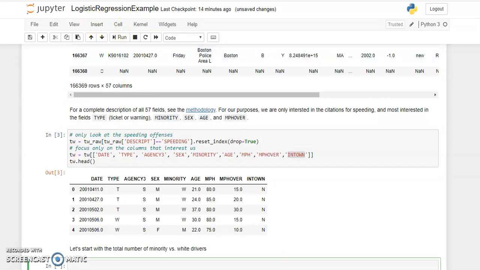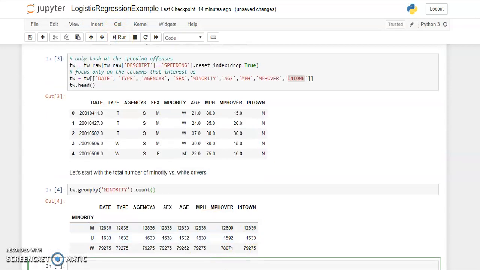And so that's the reason why we're preserving that column. So we're going to start by doing a quick look at what proportion of our drivers are actually non-white in the first place. And you'll see that actually, the vast majority of our drivers are white, right? We've got about 80,000 white drivers. We've got about 13,000 minority drivers. And then we have fewer than 2,000 that the race is unspecified.